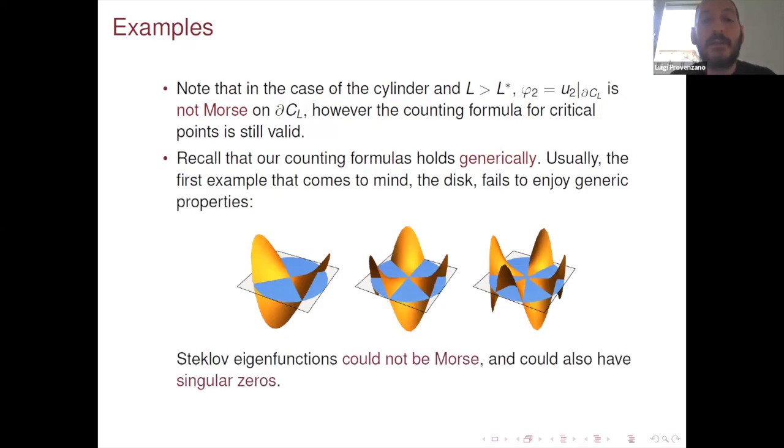In fact, Steklov eigenfunctions could not be Morse. Here you see I've plotted for the disk the graph of some Steklov eigenfunctions. You see that the second and the third one that I've plotted are not Morse functions. 0 is a degenerate critical point. They could have singular zeros. All the three here have singular zeros. They have a point where the function is 0 and the gradient is 0. So clearly for the disk, as always, generic stuff does not hold.